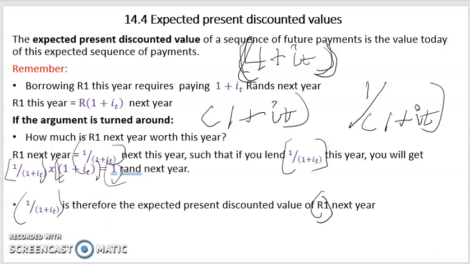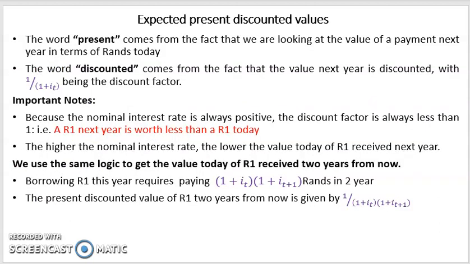such that if you borrow this amount, you will pay out R1 next year. And if you lend out this amount, you will get R1 next year. So the word present comes from the fact that we are looking at the value of a payment next year in terms of rand today. So we're looking at the present rand value of something that will be paid out next year. The word discounted comes from the fact that the value next year is discounted with the discount factor of 1 over 1 plus the interest rate, which is our discount factor.